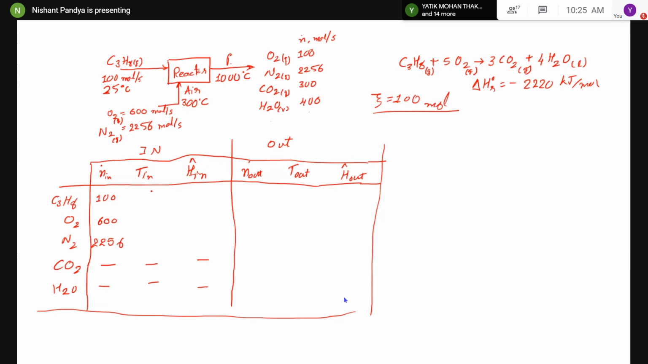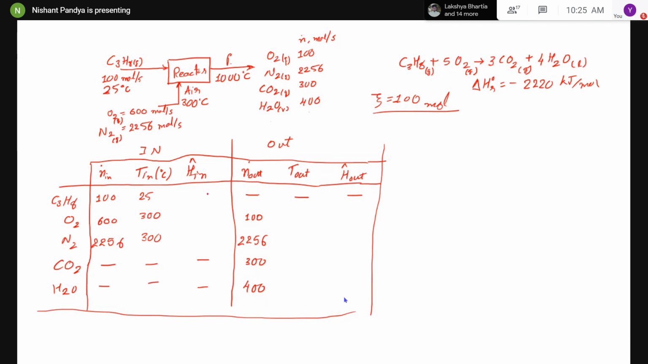This C3H8 enters at 25 degrees Celsius, and this enters at 300. And out, we have C3H8, nothing comes out, so dash. O2 comes out 100 mole. N2 doesn't react, so 2256 as it is. And this is 300 mole per second, this is 400.